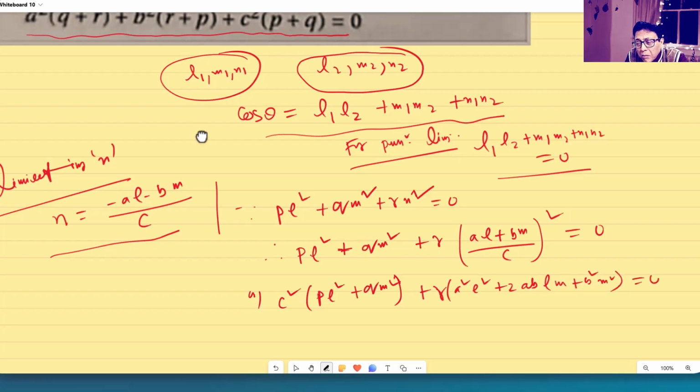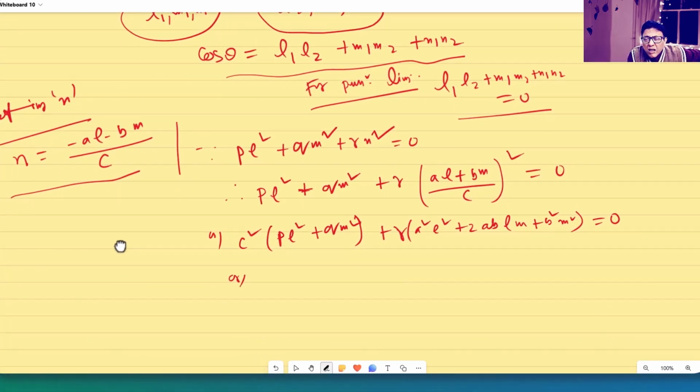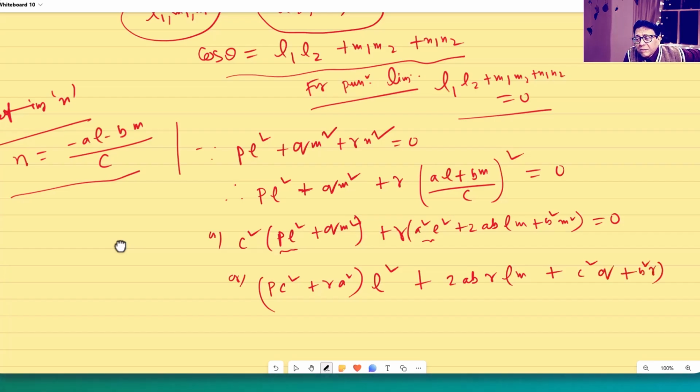Okay, this L square is there. You take together PC square plus R L square, A square, L square, plus twice ABRLM plus C square cube plus... okay, here.